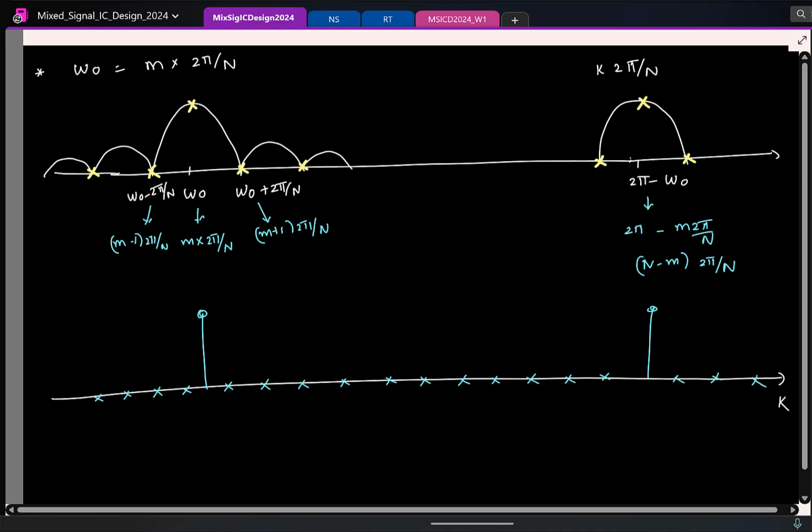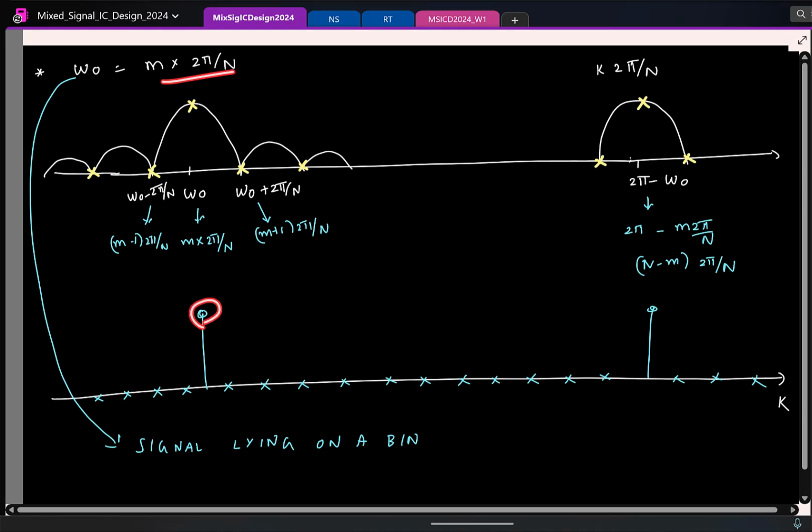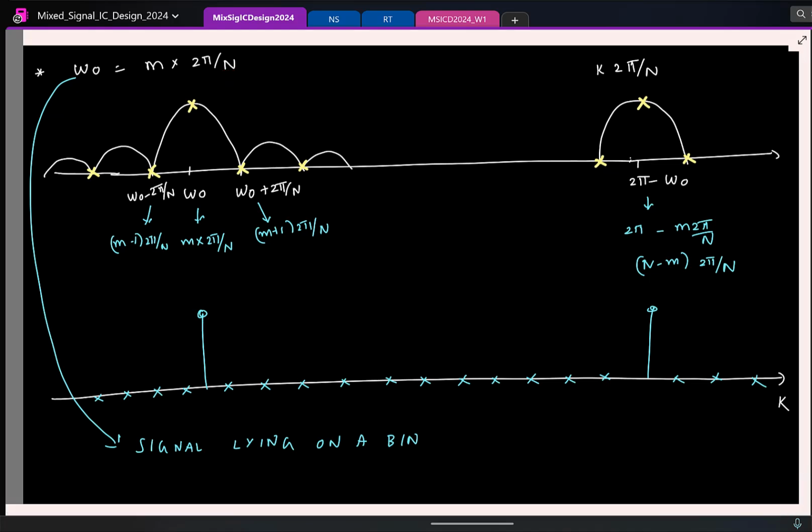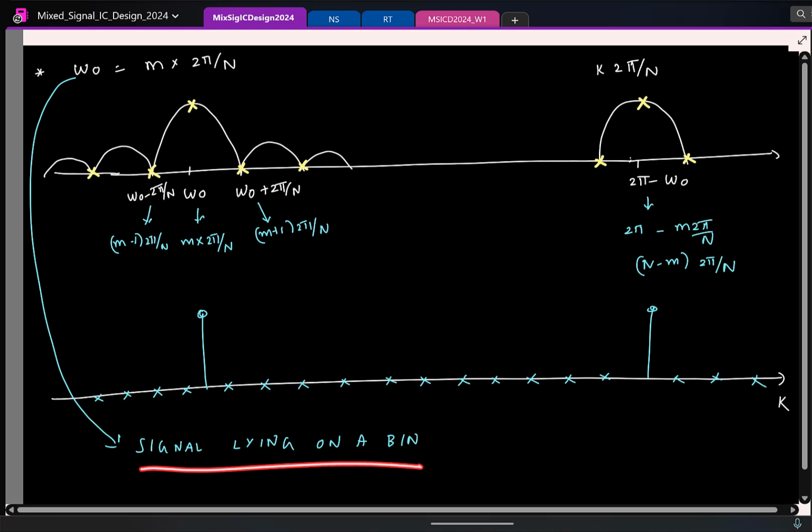This condition is typically called the signal lying on a bin. For obvious reasons, my signal frequency is chosen so that it lies exactly on one of the frequency bins when I take the Fourier transform. And if my signal has to lie on a bin, my discrete time frequency must be of the form m times the bin width, an integer multiple of my frequency bin.